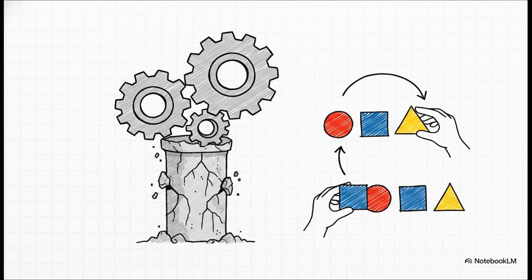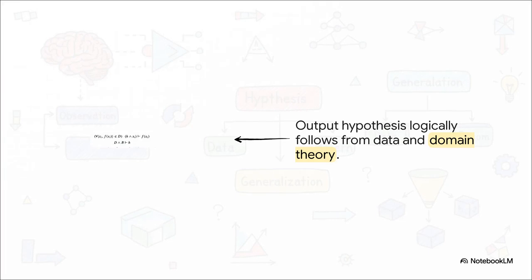Plus, a lot of critics point out that EBL doesn't technically discover net new knowledge. It really just mathematically reorganizes the knowledge the human expert already spoon-fed it. Mathematically, this limitation is super interesting. It's formalized by a strict deductive constraint. It basically shows that the hypothesis, which we call H, must logically follow from both the data D and the domain theory B. In pure inductive learning, H just has to predict the training data. But here, the constraint is rigorous. D and B entails H.